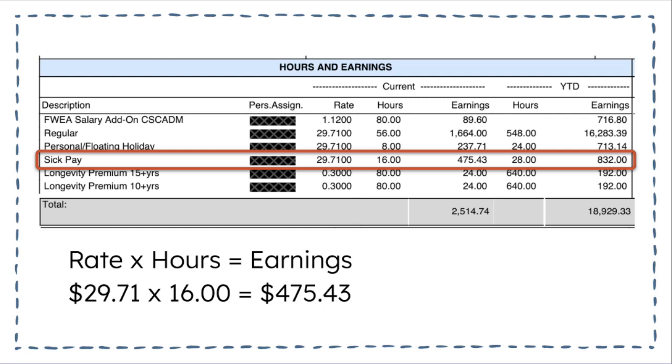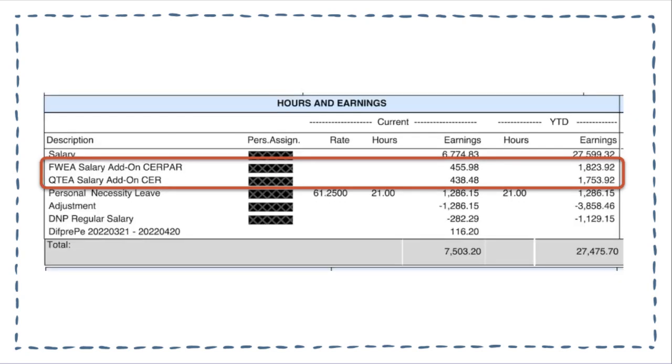The current column refers to the amounts for this paycheck. YTD stands for year to date, and it is the total of these types of earnings since the start of January. You might also see various add-ons such as QTEA or FWEA. These are union negotiated amounts, so you can ask your union rep if you have questions about these additional add-ons.